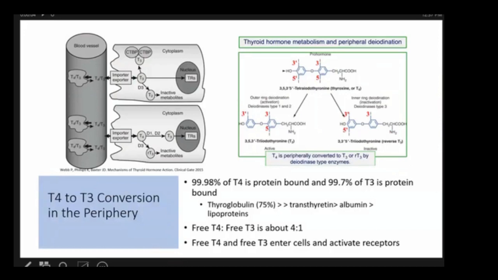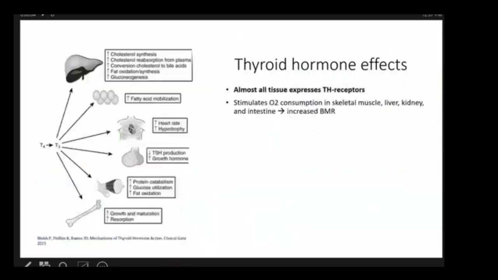So what does thyroid hormone do in our body? It has a lot of effects. Almost every cell in the body, or all tissue types, express thyroid hormone receptors. So its effect depends on the type of tissue. In your skeletal muscle, liver, kidney, and intestine, its job is to increase oxygen consumption, increase metabolism. So it's responsible for maintaining your basal metabolic rate.